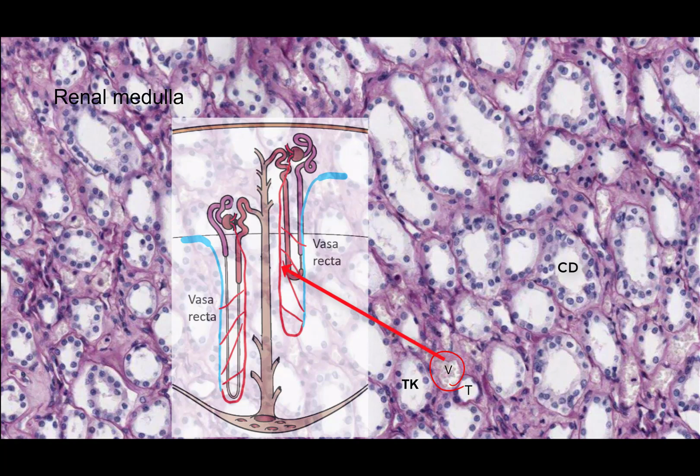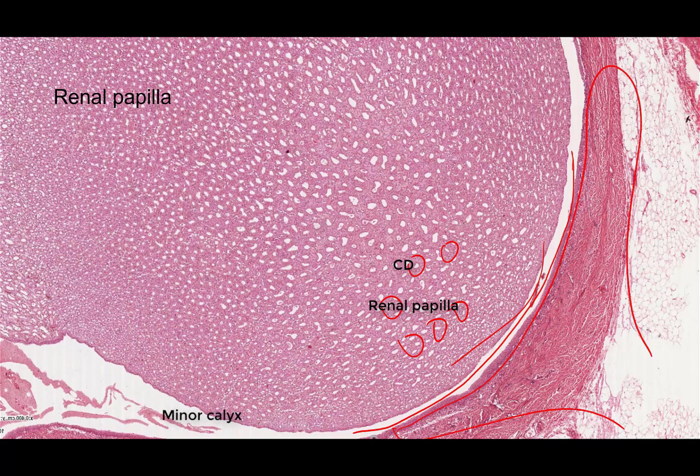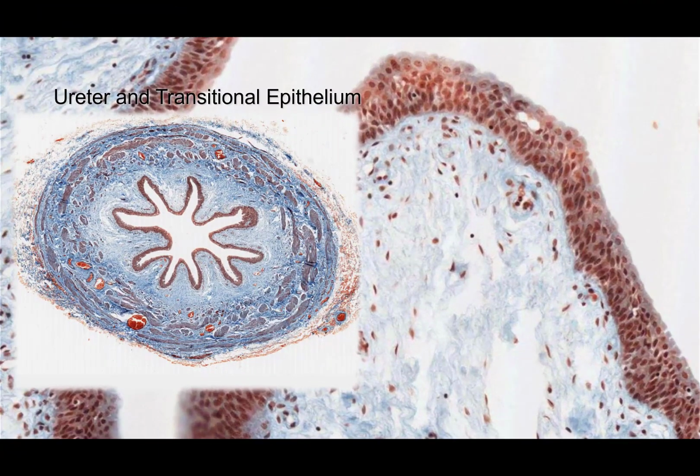Some of the profiles have cuboidal epithelium, so they represent the thick part of the loop of Henle or collecting duct, and some of them are lined with simple squamous epithelium, and they represent the thin part of the loop of Henle. This is at the tip of the pyramid. This is the renal papilla. You can see that they are all collecting duct, and the space here is the space that belongs to the minor calyx. The minor calyx is lined by a transitional epithelium. This is the epithelium that lines the excretory passages of the renal system.